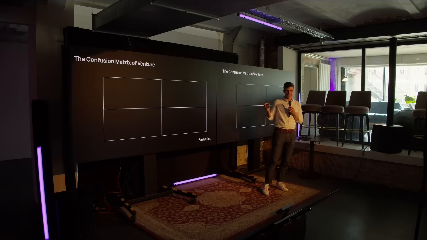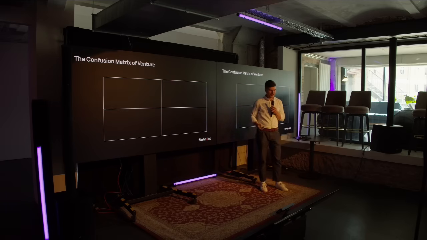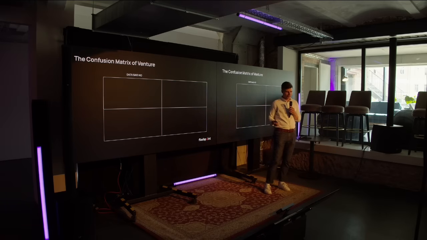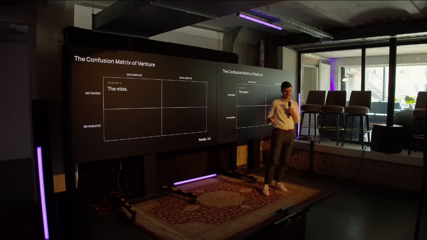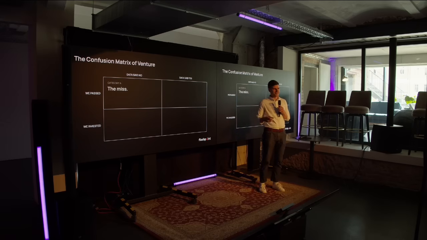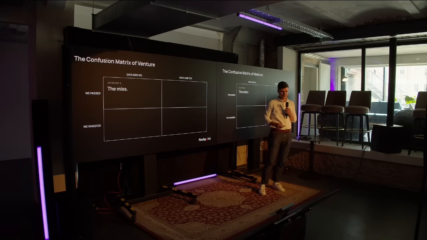I call this the confusion matrix of venture, and we have 2 axes here. On one axis is what the data said, and on the other axis is whether we did the investment or not. The first category is when the data said no, and we passed as well. So we basically listened to the data and didn't do the investment.